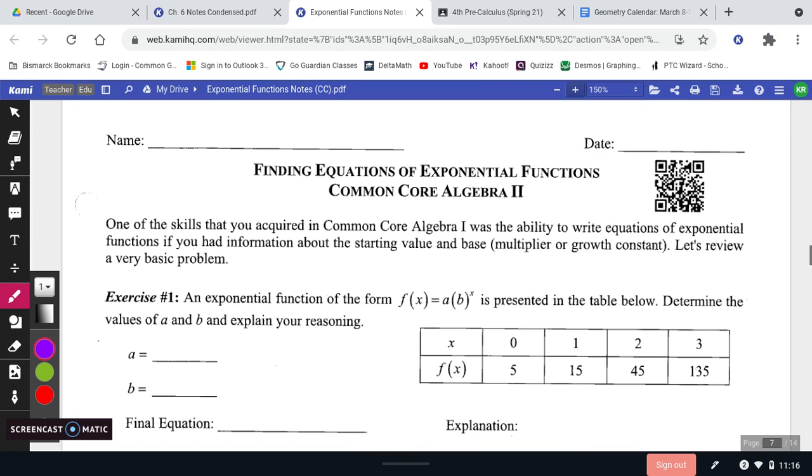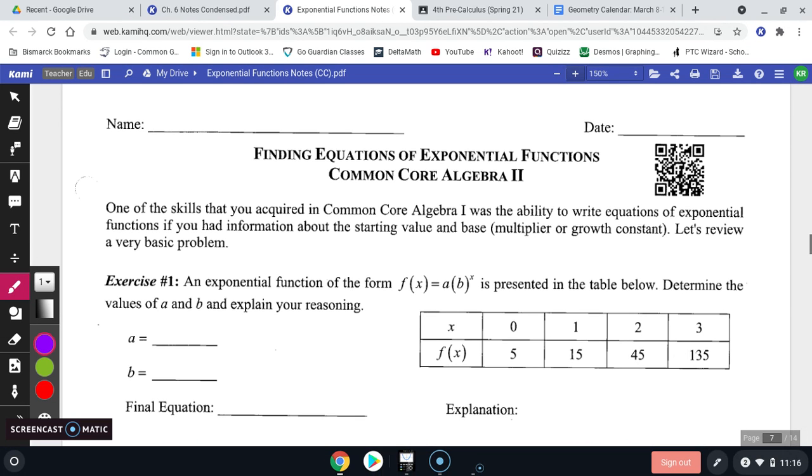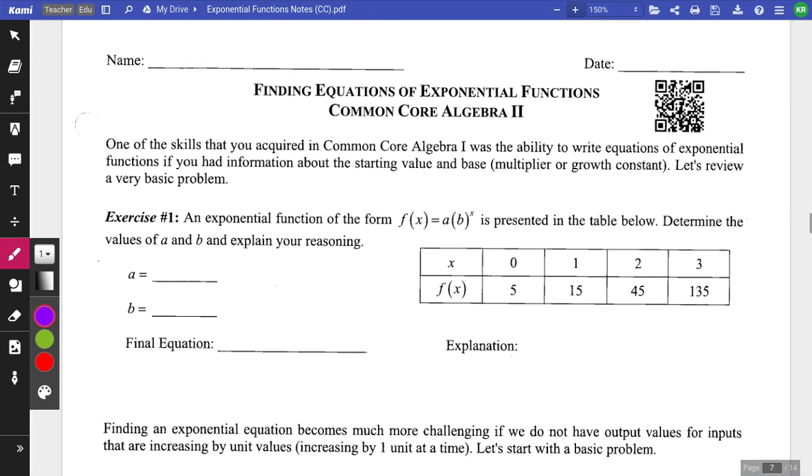All right, today we're going to work on finding equations of exponential functions. What we've been working on in class was the dice activity. You were finding equations of exponential functions with that, but you were calculating what the growth factor was, whether you were adding a portion to your group of dice or taking away a portion. You had enough information to figure out what your growth factor was.